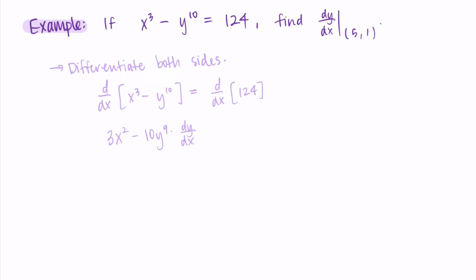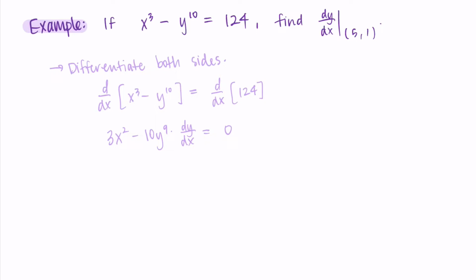You could really just remember that when I am doing implicit differentiation, I always need to multiply by dy/dx every time I take the derivative of y. I'll try to say that multiple times throughout this video so that really sticks. Then on the right-hand side, the derivative of a constant is just 0.